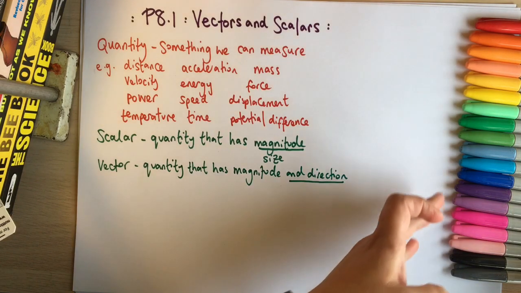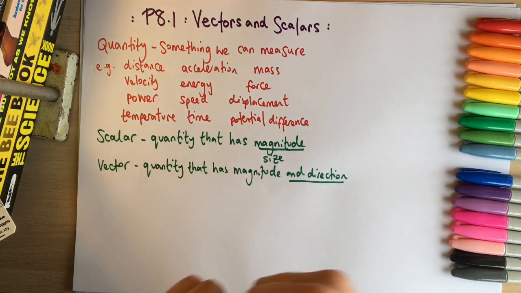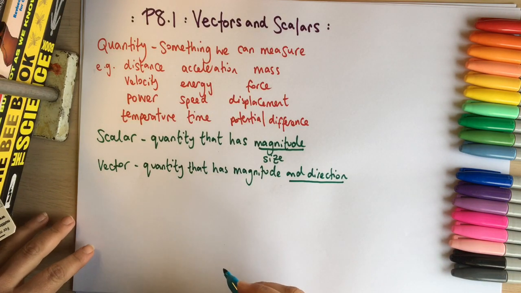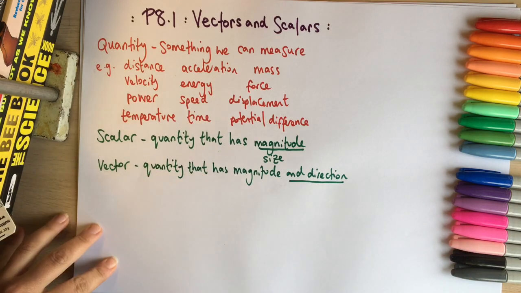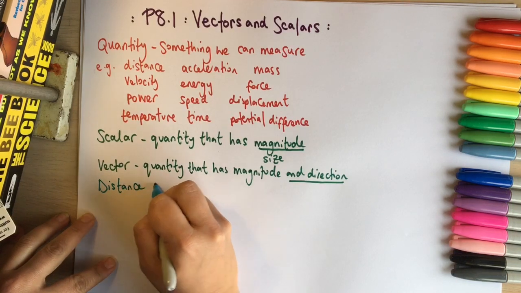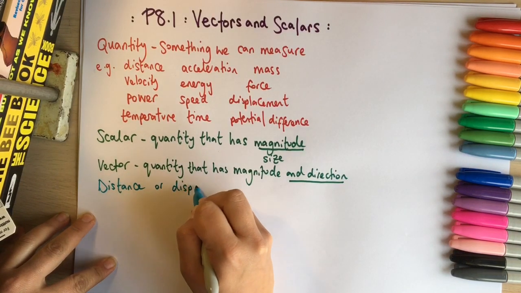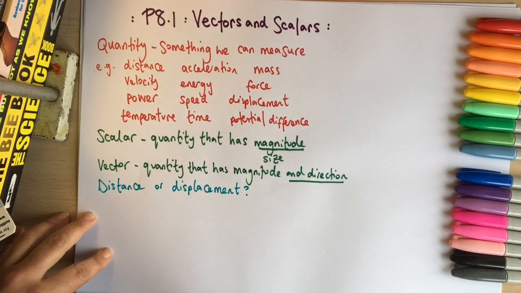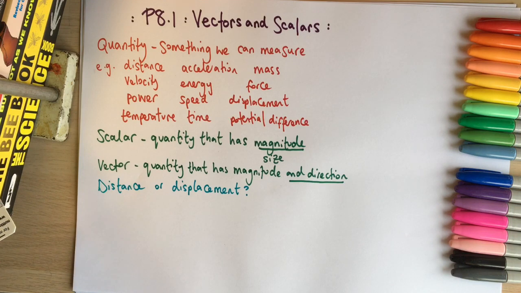Okay, so let's try and do a couple of examples now. So the first example that I want you to think about is distance and displacement. So distance or displacement. You might think that these are the same thing. In everyday language, we might kind of talk about them being the same thing, but they mean different things in physics, and you need to be able to say what the difference is. So let's try and explain this.